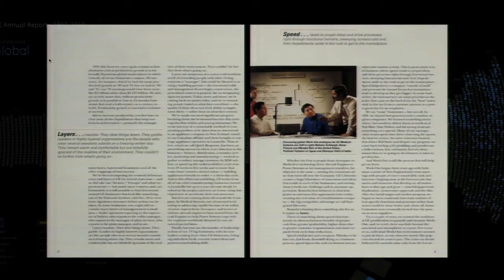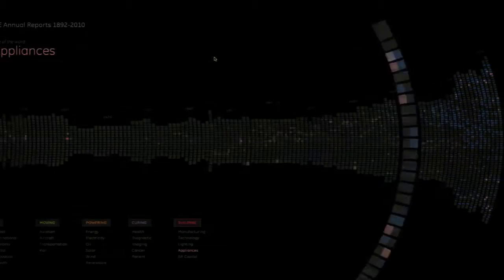Also, they had these Jack Welch years where Jack Welch was this really sort of boisterous CEO, and he'd write these letters and say things like, layers insulate, they slow things down, they garble. Leaders in highly layered organizations are like people who wear several sweaters outside on a freezing winter day. They remain warm and comfortable but are blissfully ignorant of the realities of their environment. They couldn't be further from what's going on. And presumably that's what those guys are talking about there.